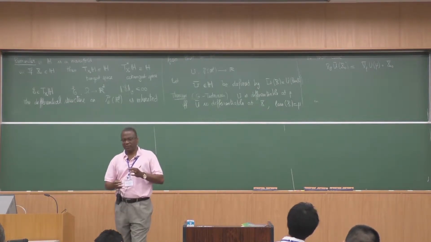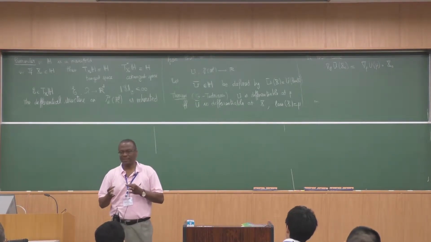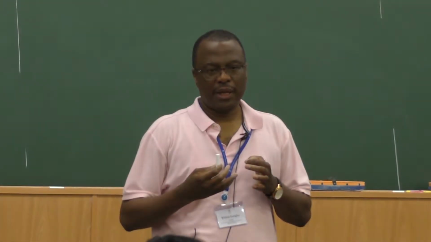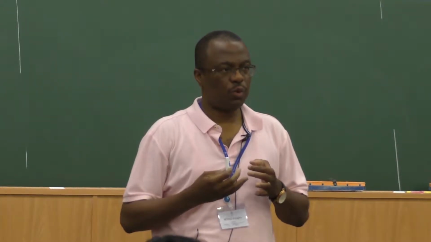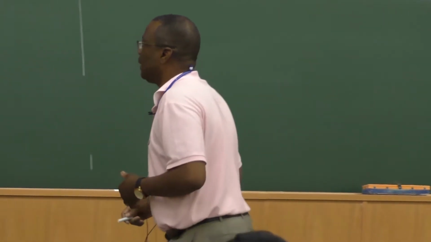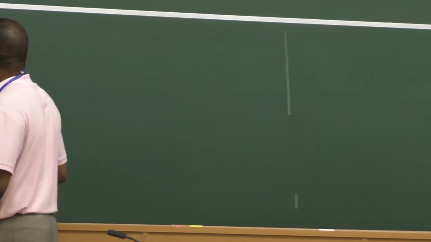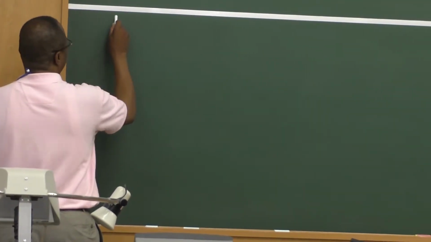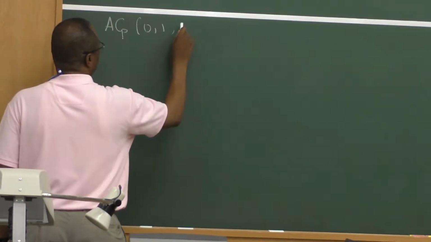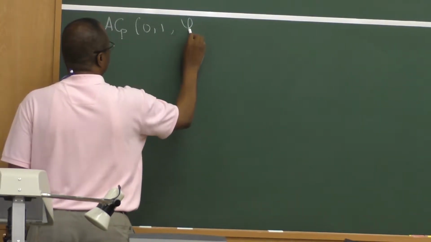So we know what is a Sobolev function on R^d. We know what is a Sobolev function on the real line. And you can define the analog of a Sobolev function on a metric space. And this is what you call an AC^p function from 0,1 to a metric space.